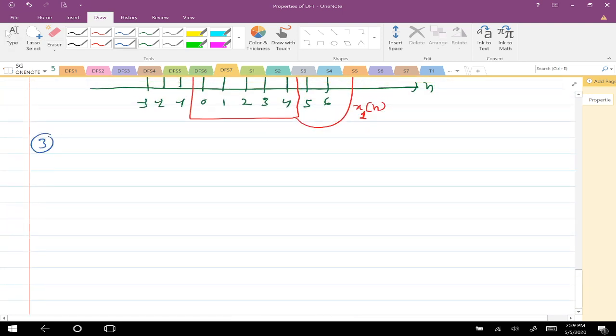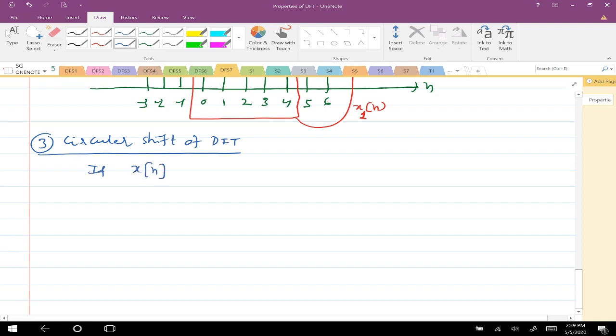You could already guess that. Now I would like to do a circular shift of the DFT. That is what I would like to do in the frequency domain of the DFT. So what is it that we are going to say?